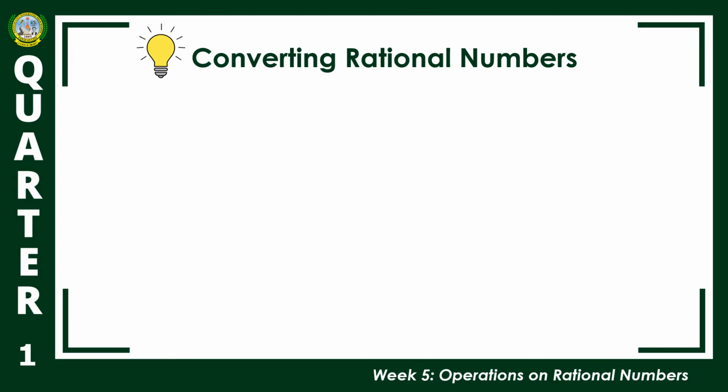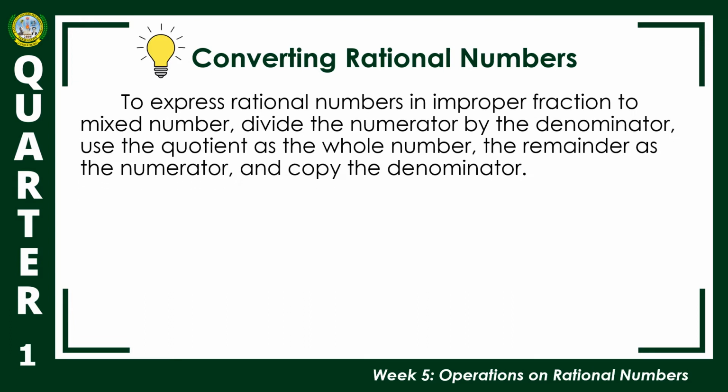Let us proceed to the process of converting rational numbers. First is to express rational numbers in improper fraction to mixed number. Divide the numerator by the denominator. Use the quotient as the whole number, the remainder as the numerator, and copy the denominator. So, of course, kailangan din nating matutunang mag-convert ng fraction into another form. Kasi mas matutulungan tayo nito to express this fraction into decimal form. Okay?